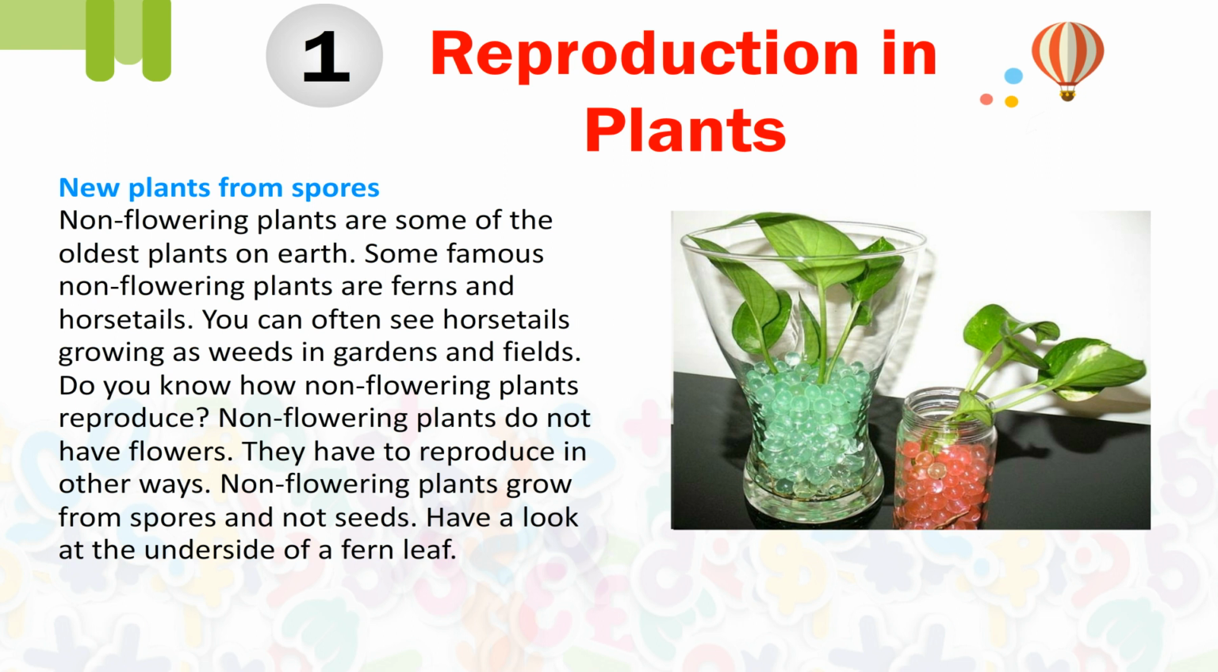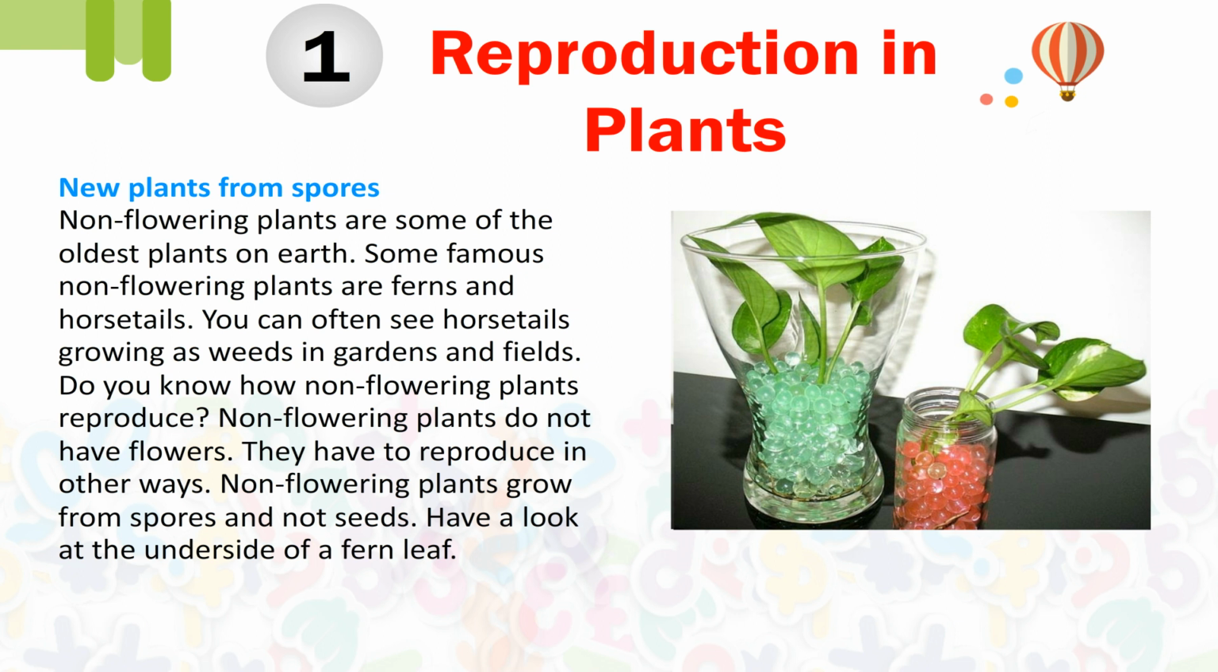New plants from spores. Non-flowering plants are some of the oldest plants on earth. Some famous non-flowering plants are ferns and horsetails. You can often see horsetails growing as weeds in gardens and fields. Do you know how non-flowering plants reproduce? Non-flowering plants do not have flowers. They have to reproduce in other ways.